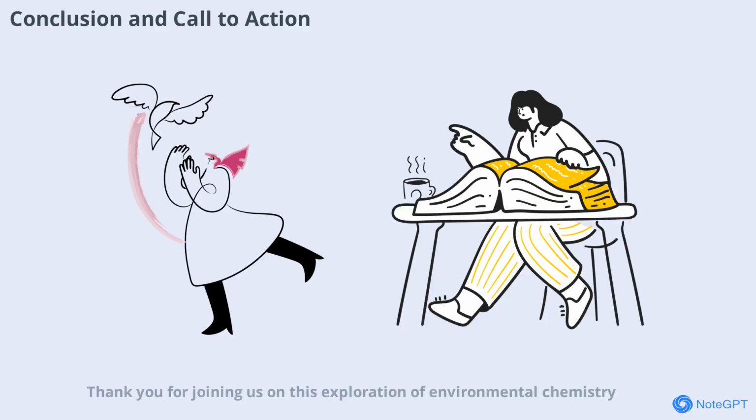Thank you for joining us on this exploration of environmental chemistry. We've seen how pollution, greenhouse gases, and ozone layer reactions are all connected through chemical processes. By understanding these links, we can make informed decisions and take meaningful action to protect our planet. Stay curious, keep learning, and remember that every positive step counts in the fight for a healthier environment.